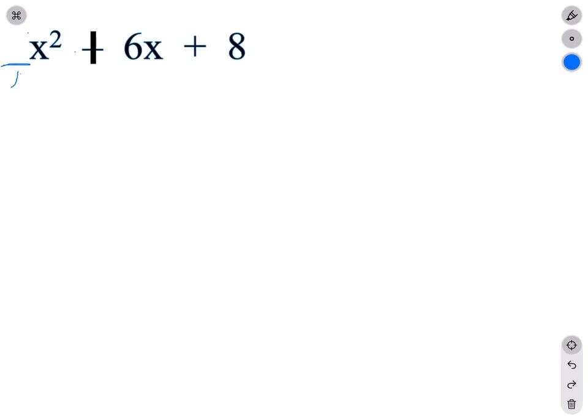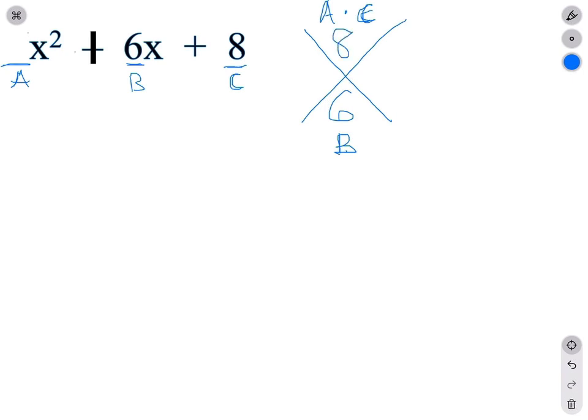So first, we're identifying A, B, and C. So A is the coefficient of the x squared, B is the coefficient of the x, and then C is the constant. That's A, B, and C. So then we're going to use the x puzzle. And basically, at the top of an x puzzle, it's A times C. That number goes up there. And the bottom of the x puzzle is the number for B. So we know B is 6. A times C, 1 times 8, so 8.